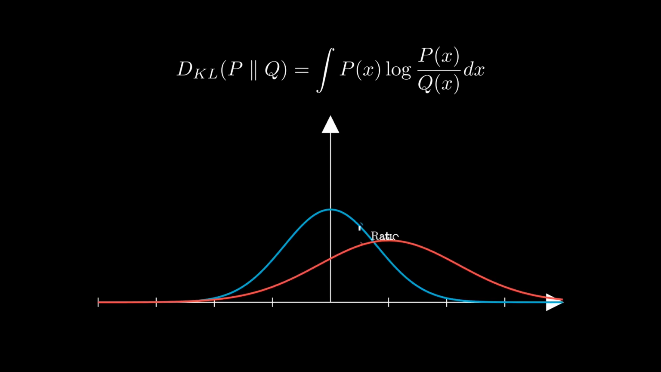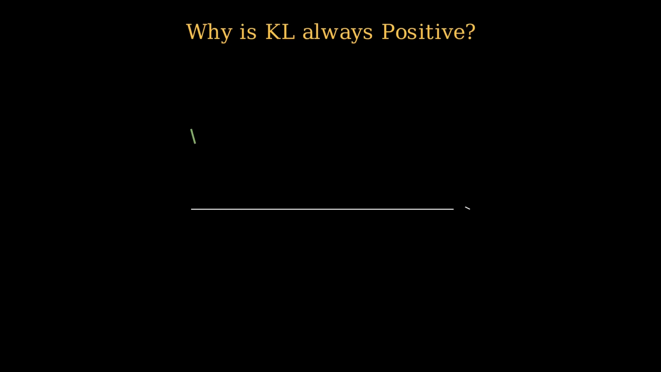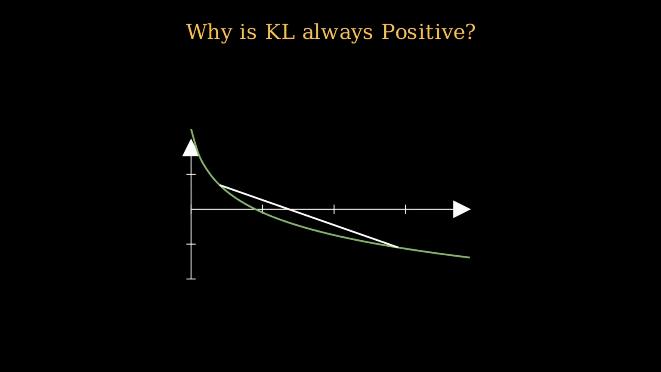At any point x, if P is higher than Q, the ratio is greater than 1, and the log is positive. This adds to our divergence. KL divergence is never negative. This is thanks to Jensen's inequality. Since the negative log function is convex, the average surprise is always greater than or equal to the surprise of the average.